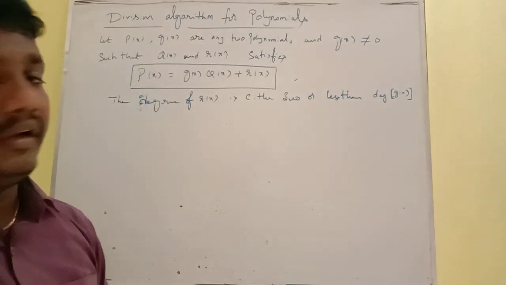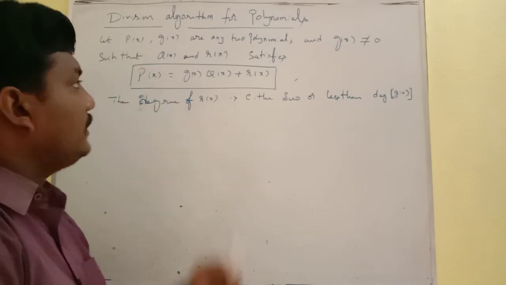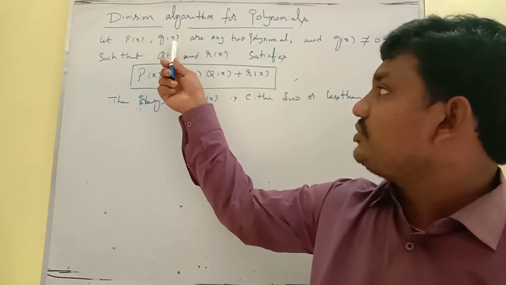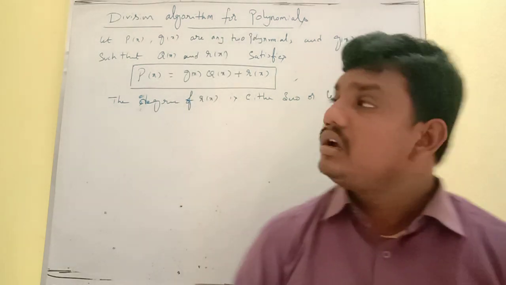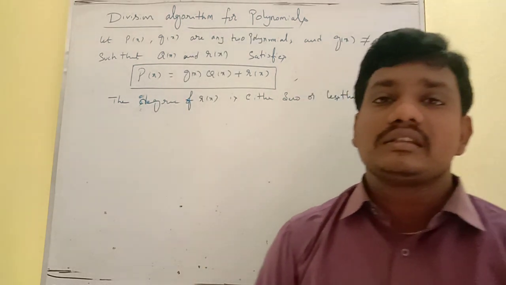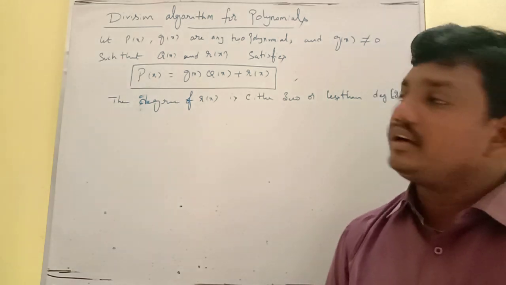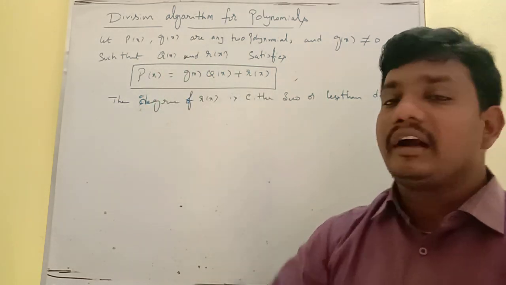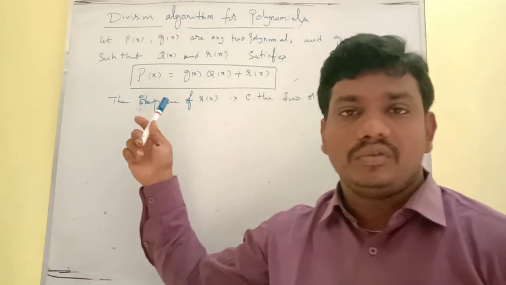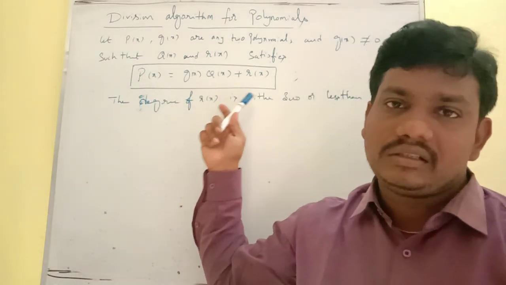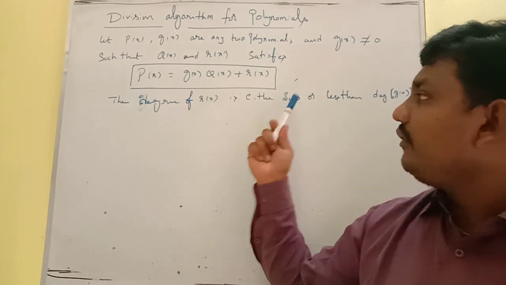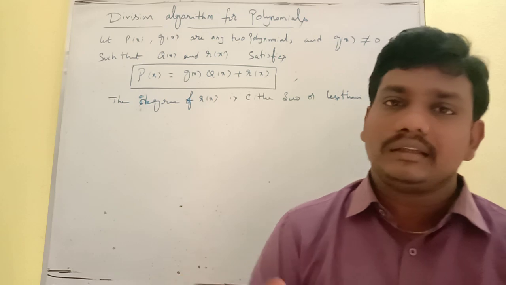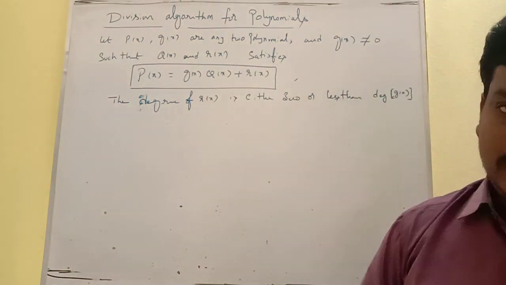Let me once again discuss. Let p of x, g of x be any two polynomials, and g of x is not equal to 0. That is, g of x is not a zero polynomial, such that q of x and r of x satisfy the condition p of x is equal to g of x into q of x plus r of x, where the degree of r of x is either 0 or less than the degree of g of x.